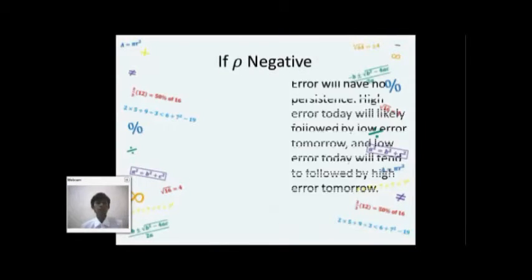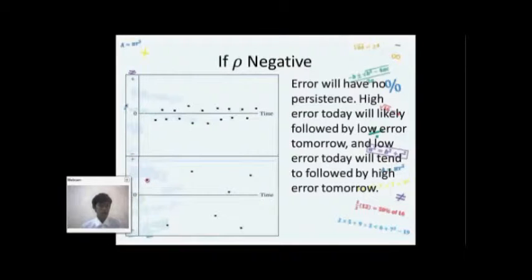When rho is negative, the error will have no persistence, which means a high error today will be followed by a low error tomorrow, and a low error today will be followed by a high error tomorrow. Let's look at the picture here. When we have a high error today, our error tomorrow will be low, and the day after tomorrow our error will be back to a high value.